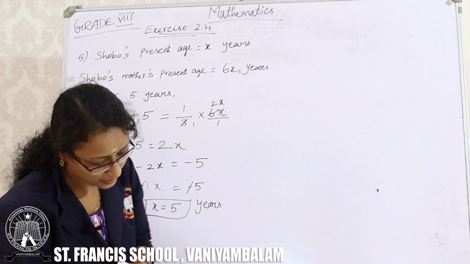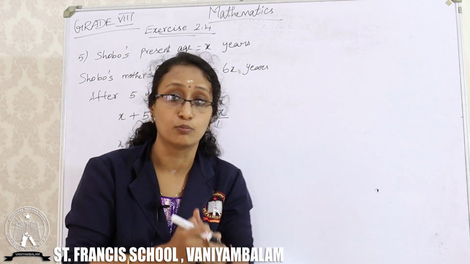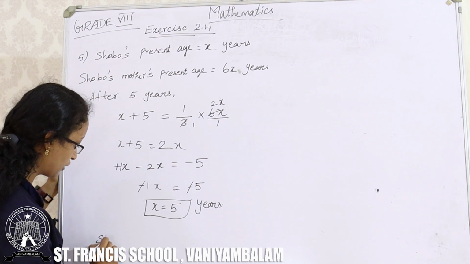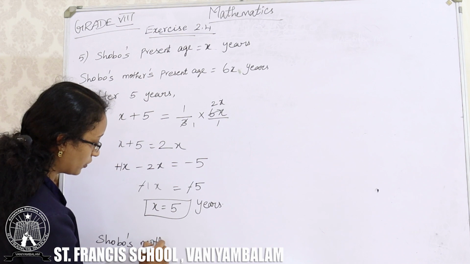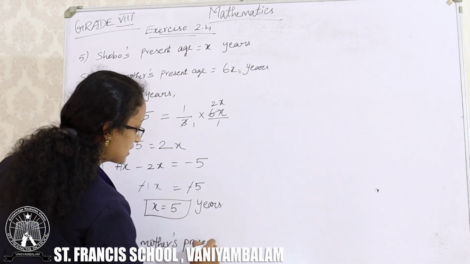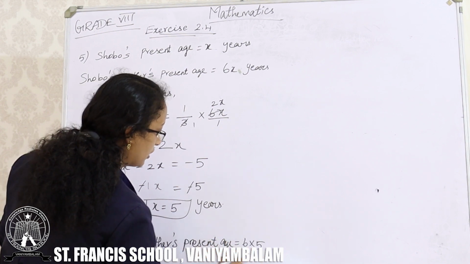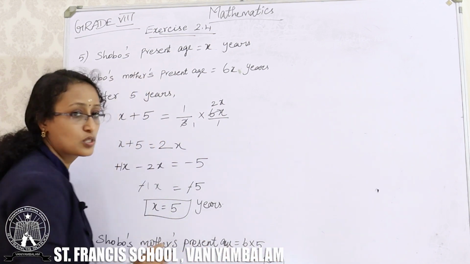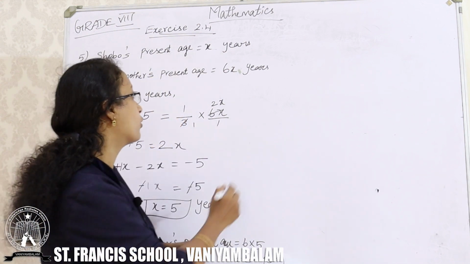So what do we have to find? We have to find the ages of both Shobo and Shobo's mother. So Shobo's mother's present age is 6 into 5. So what is the age of the mother? 30 years. So we got the ages of both. Right? Next problem, the sixth one.